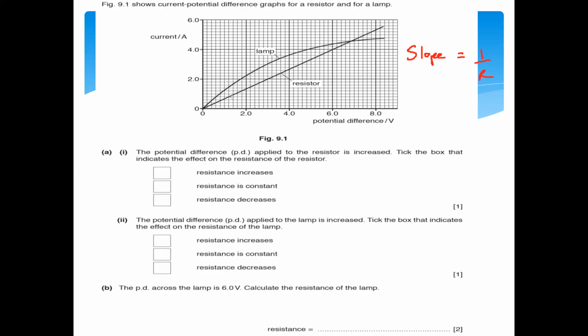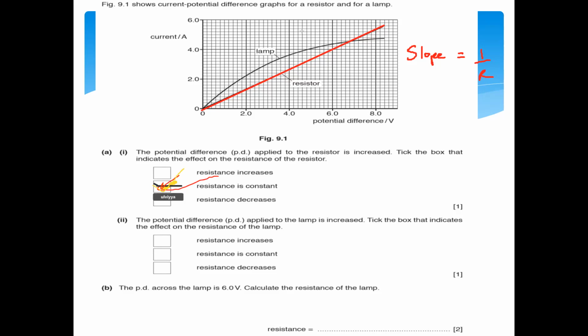So for a resistor, this is the line for the resistor. Which box should I take? You can use the screen annotation to take a box. Here the slope is not changing. If the slope is not changing, which box should I take? Yeah, that's right. Because if the slope is constant, it means the resistance is constant. So I should take the second box.